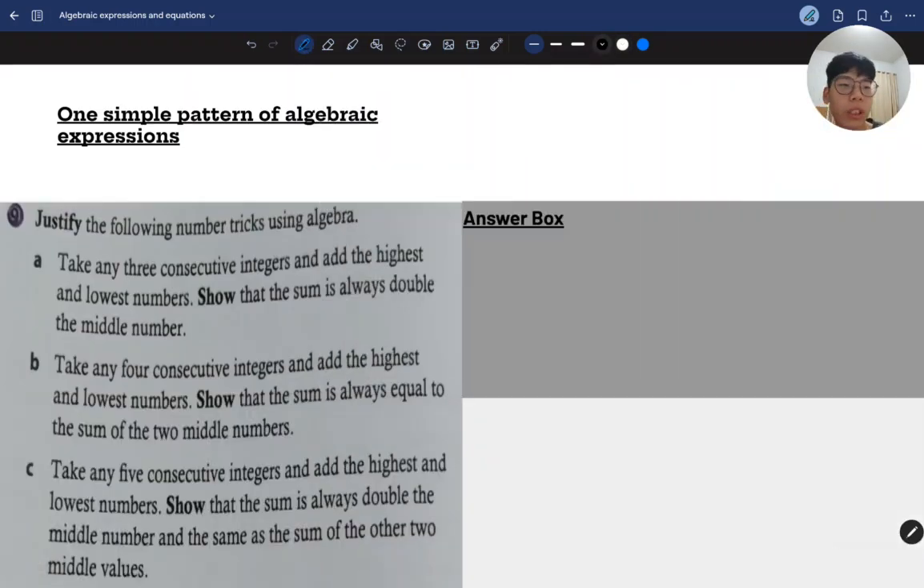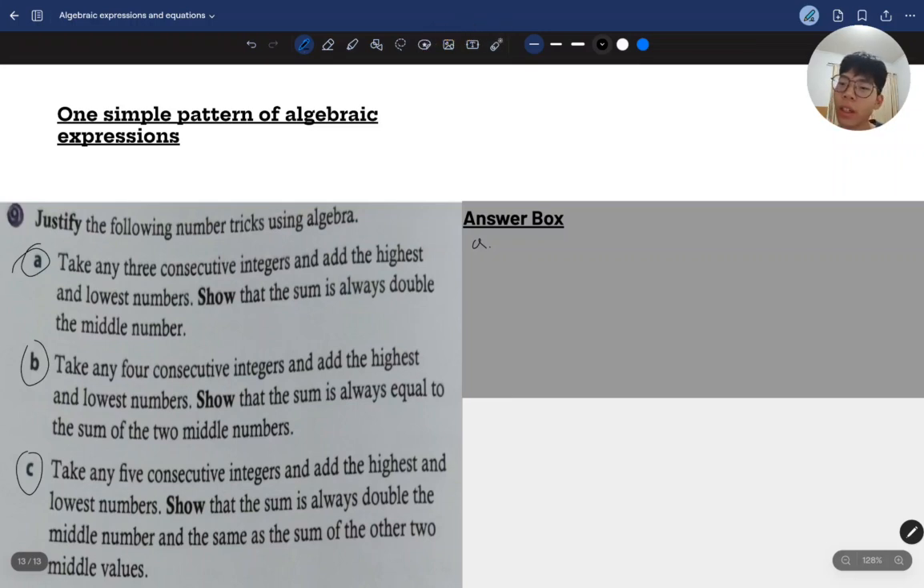Now lastly, what are some simple patterns of algebraic expressions? There are some practice questions for you guys to solve. I will do number A. You guys should do B and C. So I'll do A. Take any 3 consecutive integers and add the highest and the lowest. Show that the sum is always double the middle number.